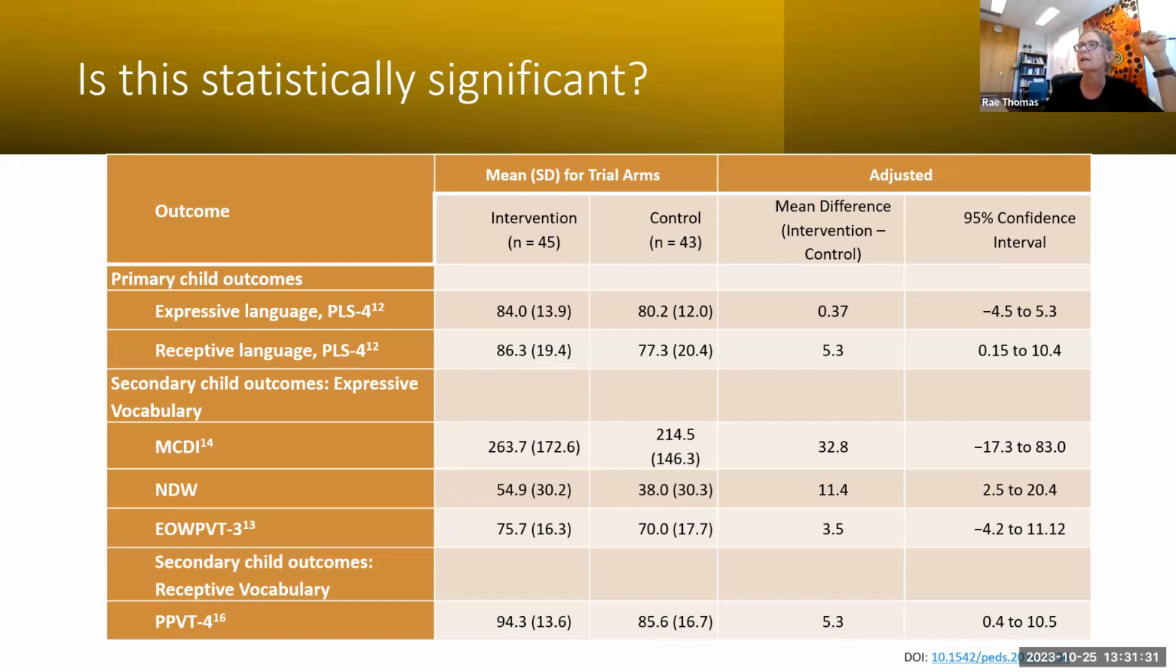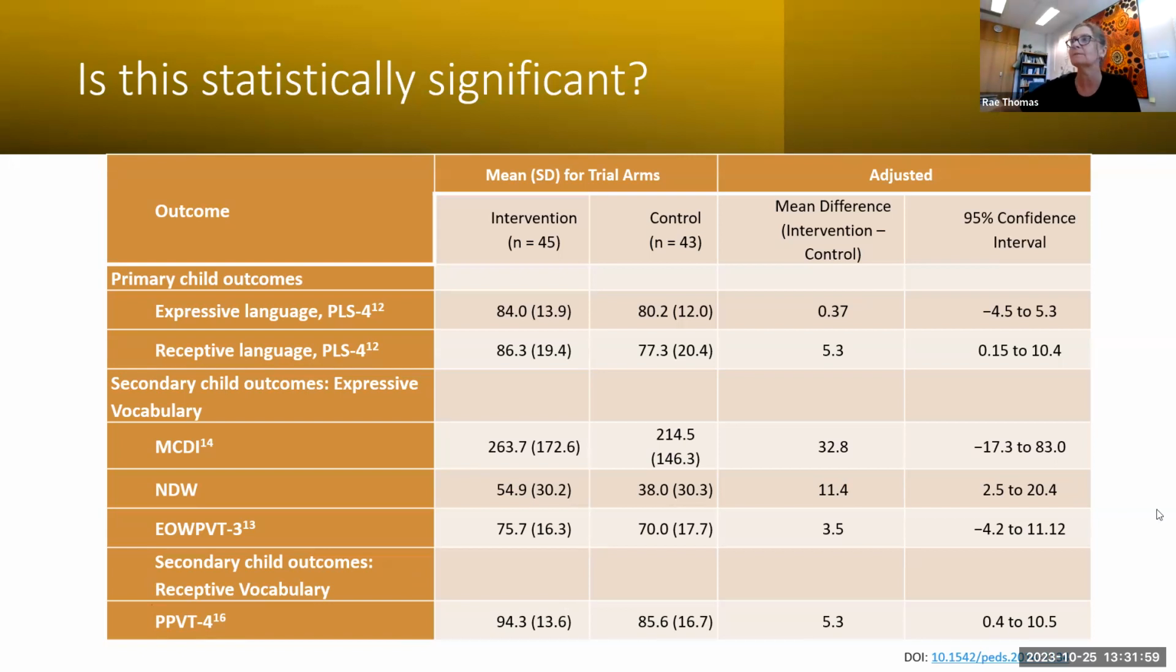Okay, so NDW goes from 2.5 to 20.4. So yeah, the number 0 isn't in that range. So therefore, that's statistically significant. The PPVT-4 goes from 0.4 to 10.5. So yep, the number 0 is not in that range, right? So that is also statistically significant. So that's how you use those things.